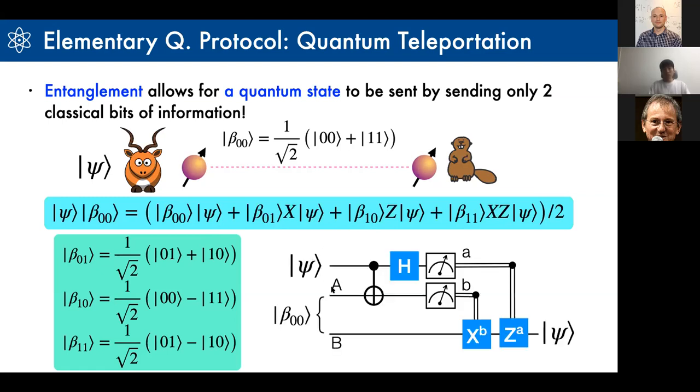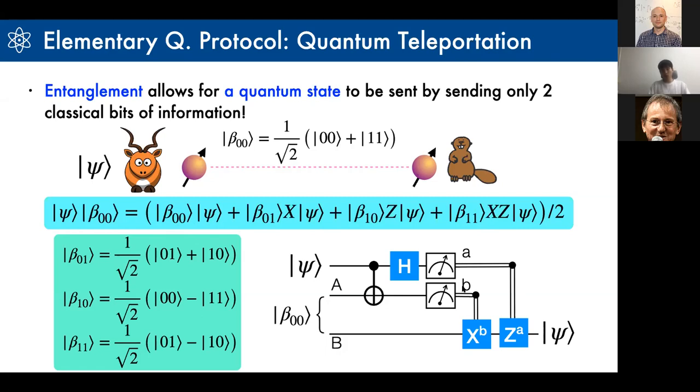Remember, A was sharing an entangled state with B, but also A had a single qubit that she wants to communicate. Now she has to send classical information. So what she does is she makes two qubit measurements. Remember this CNOT gate plus Hadamard gate and two qubit measurement was called Bell measurement. So she performs Bell measurement. Because the first two qubits are orthonormal, she will obtain either 00, 01, 10, or 11.